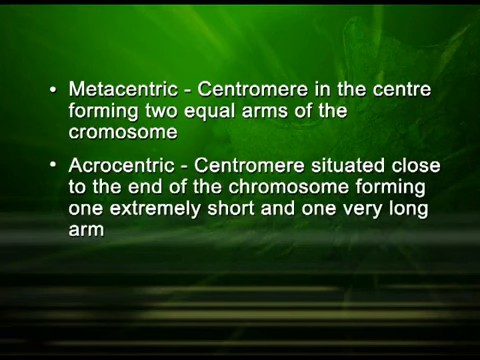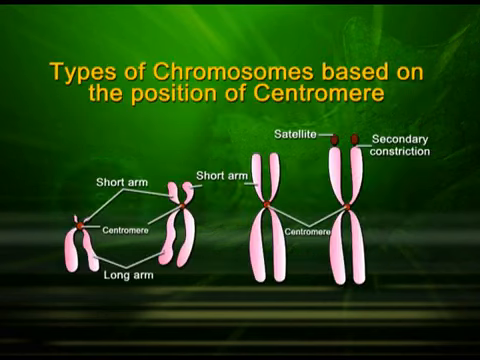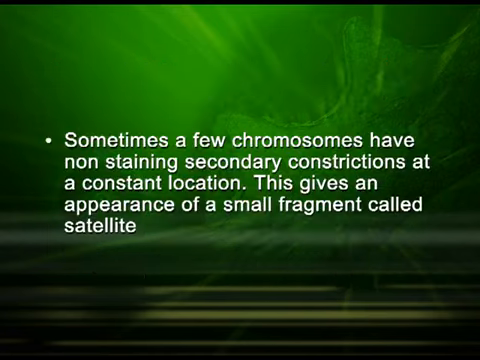Third, the acrocentric chromosome. The centromere is situated close to the end of the chromosome, forming one extremely long and one very short arm. And finally, the telocentric chromosome, in which the centromere is at a terminal position. Let us see the diagrammatic representation of these chromosomes. Sometimes a few chromosomes have non-staining secondary constrictions at a constant location. This gives an appearance of a small fragment called satellite.